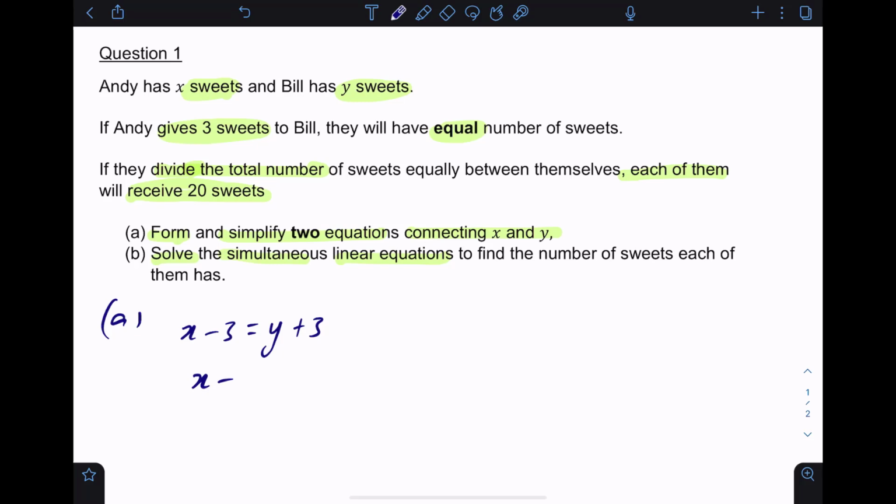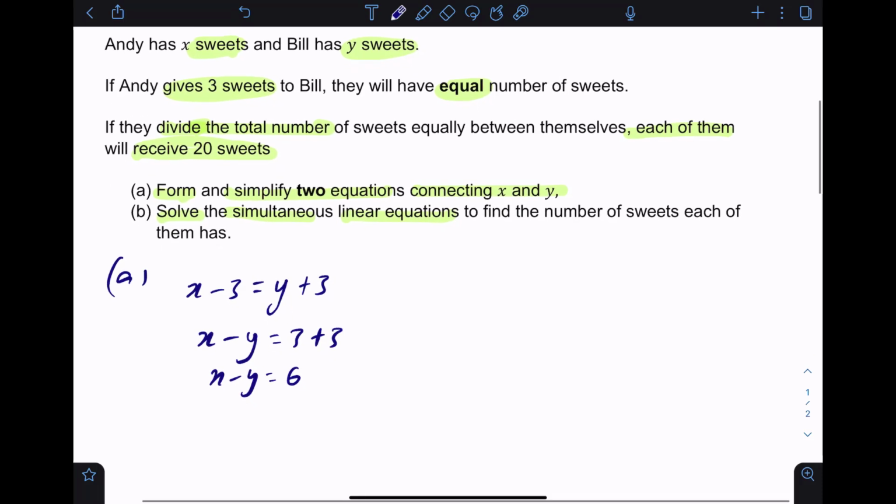In fact, you can bring all the algebra to one side: X minus Y equals 6. Okay, so this is the first equation that we can come up with.